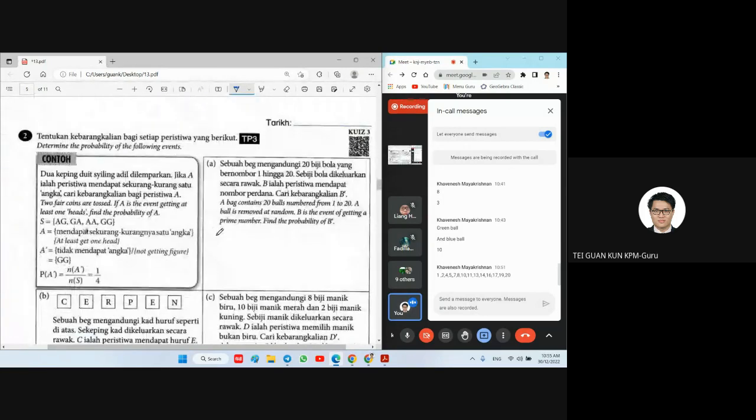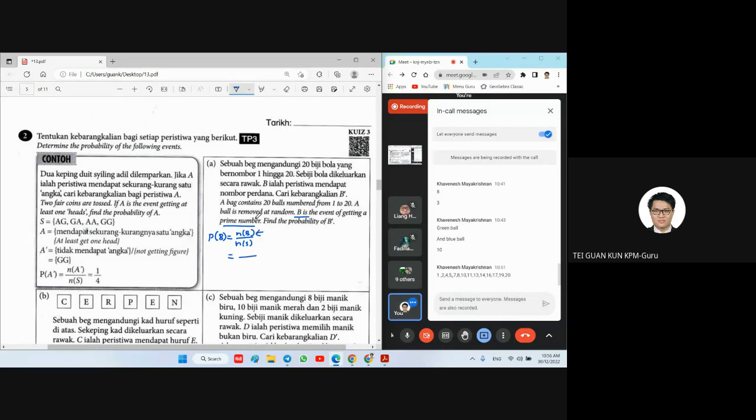Okay, let's try to answer this question. Determine the probability of the following events. A bag contains 20 numbers from 1 to 20. A ball is removed at random. B is the event of getting a prime number. Find the probability of B prime. Okay, so B is the event of getting a prime number. So find the probability of B. So probability of B is equal to the number of B divided by the sample space.